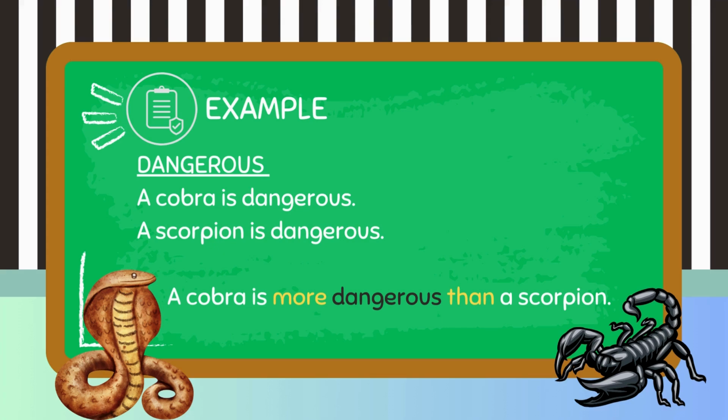We have a cobra and a scorpion. The adjective used to describe these animals is dangerous. Notice that dangerous is a long adjective with more than 2 syllables. A cobra is dangerous. A scorpion is dangerous. But when we compare, we say a cobra is more dangerous than a scorpion.